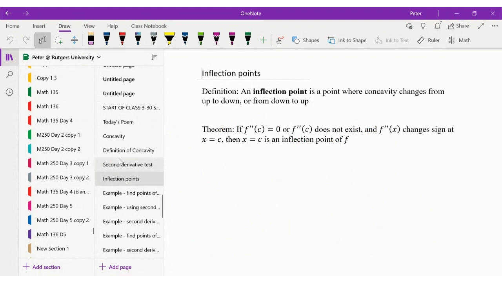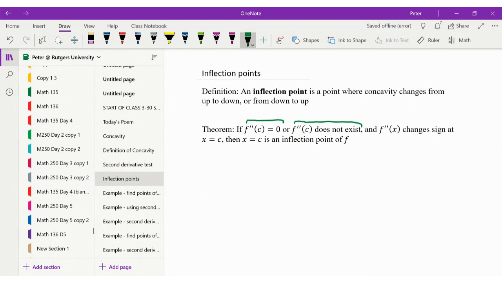Okay. Then we have this concept of an inflection point, which is the point where the concavity changes from up to down or down to up. So what we know is that the changes in concavity are going to occur at one of two types of points. One of the types of points where change in concavity occurs is like here, where the second derivative is 0. The other type of point is where the second derivative doesn't exist.